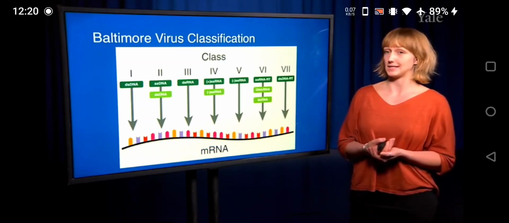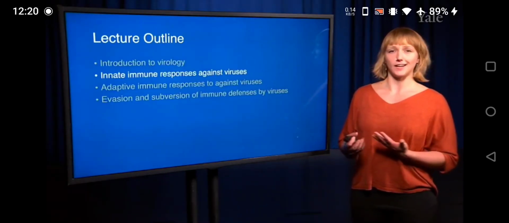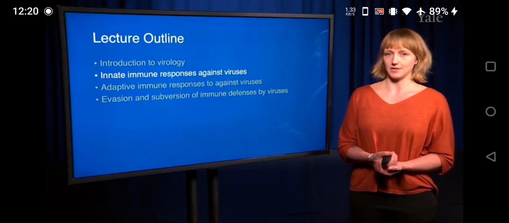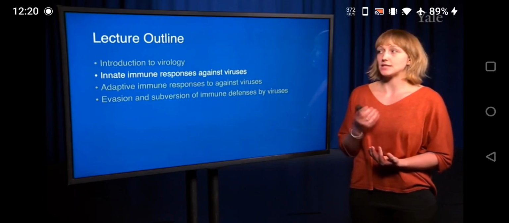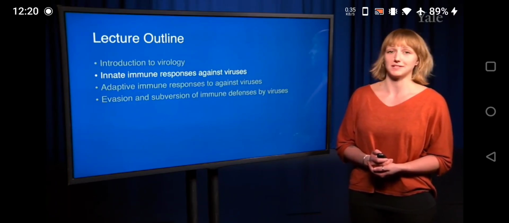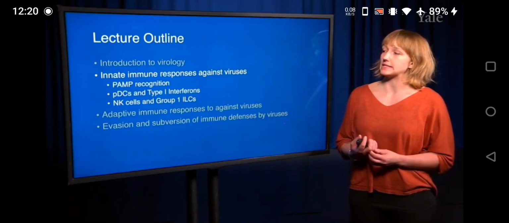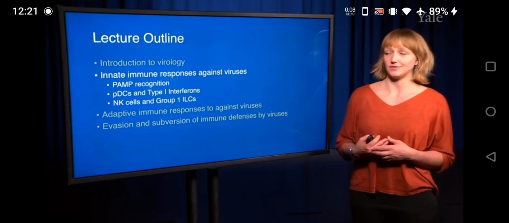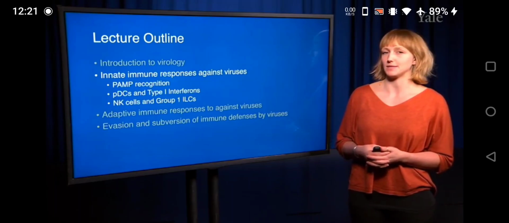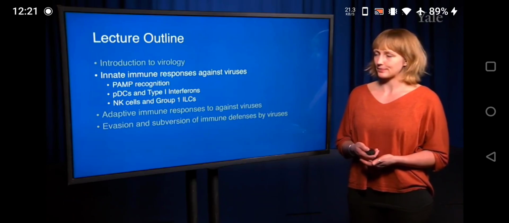So now that we have a very general sense of what viruses are and kind of had a brief introduction to virology, let's dive into the immune responses against viruses. And a good place to start is always the innate immune response, because that is also the first response that happens upon infection. So in innate immune responses today, we'll be going through PAMP recognition of viruses, type 1 interferon production by plasmacytoid dendritic cells, as well as NK cells and group 1 ILCs. So let's start with some PAMP recognition.